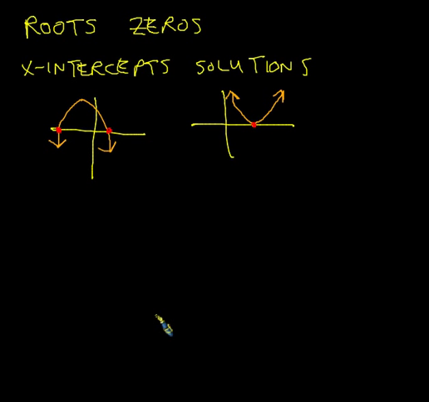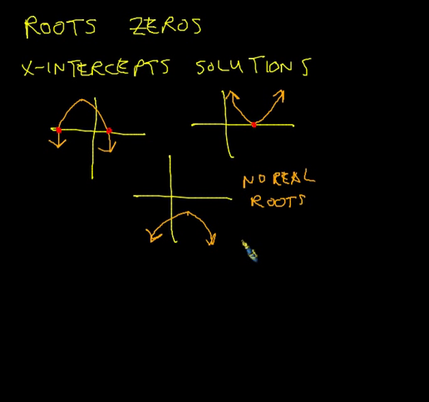And then if we have a case like this, where we have a parabola that just never touches the x-axis, that's entirely possible, then we have what's known as, this has no real roots, because there's no x-intercepts. However, it does have two complex roots.